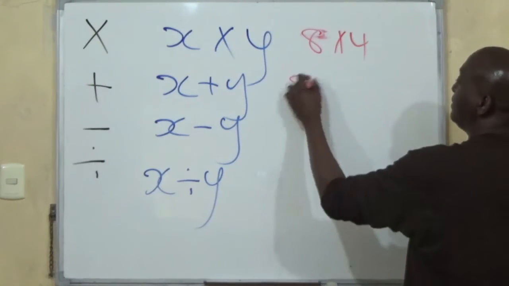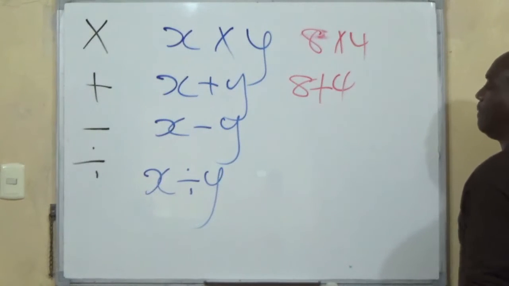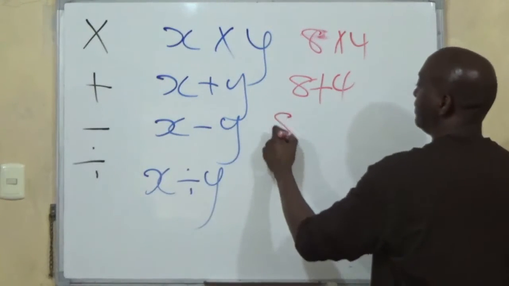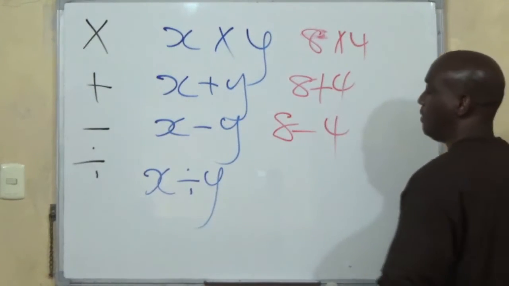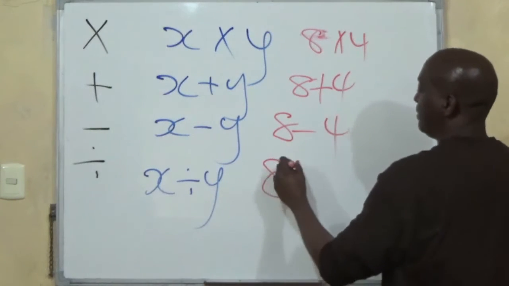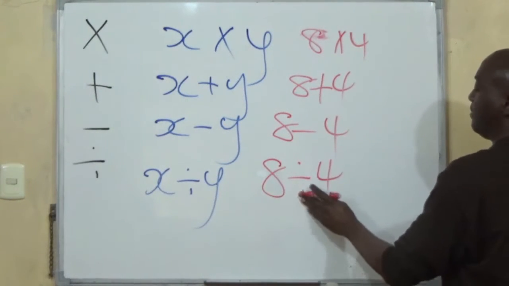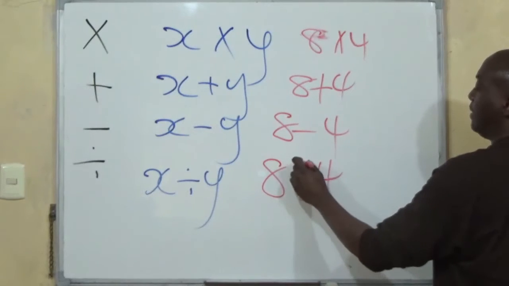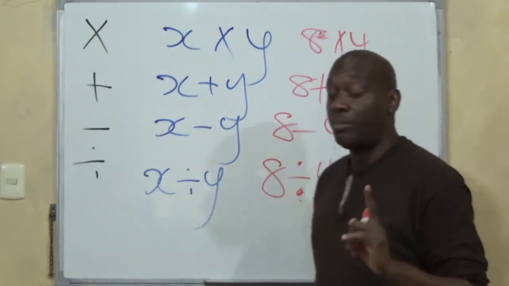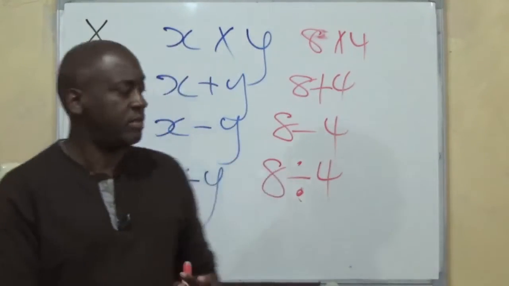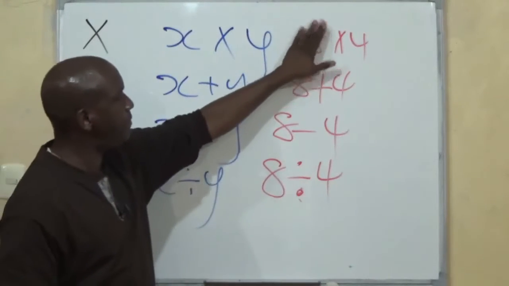What we have here is 8 plus 4. What we have here is 8 minus 4. And what we have here is 8 divided by 4. All right? So you have 2 operands. In each case, the operands are the same, right?